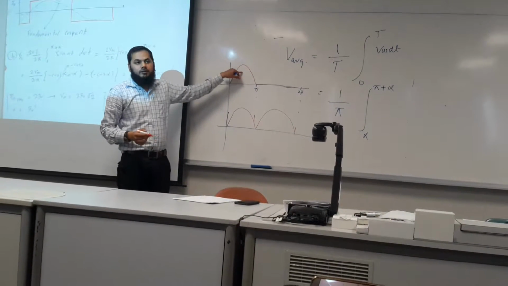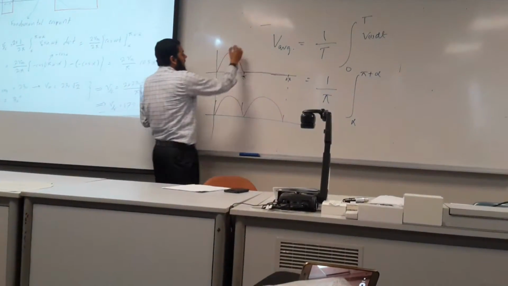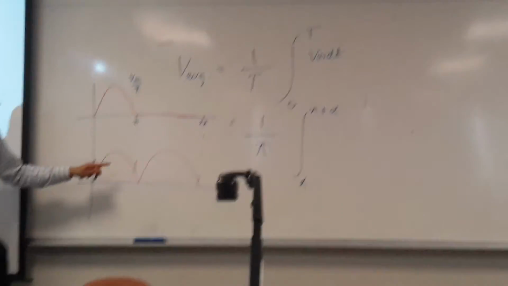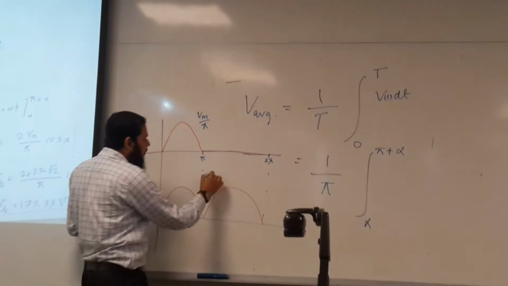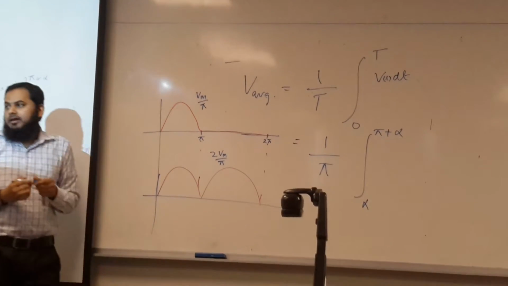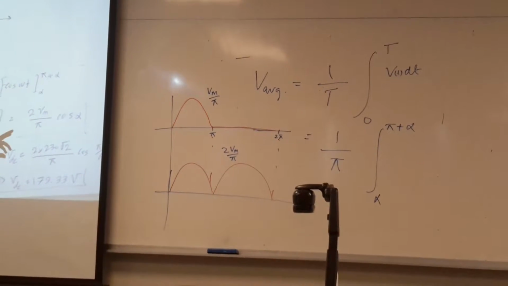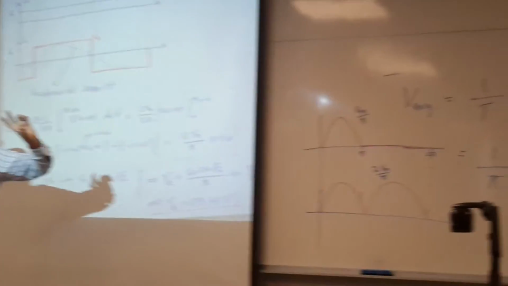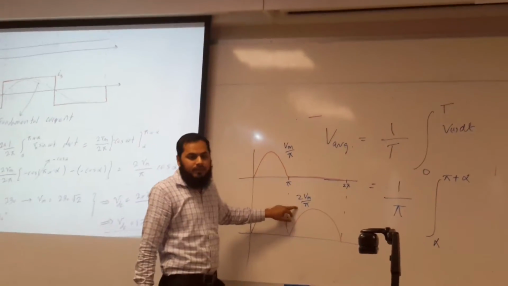So what will be the average of this wave? It will be Vm by pi. What will be the average of this wave? 2 Vm by pi. Just remember this 2, because all your questions can be solved by this. You don't need to find the average each time. These are the short tricks: Vm by pi and 2Vm by pi.